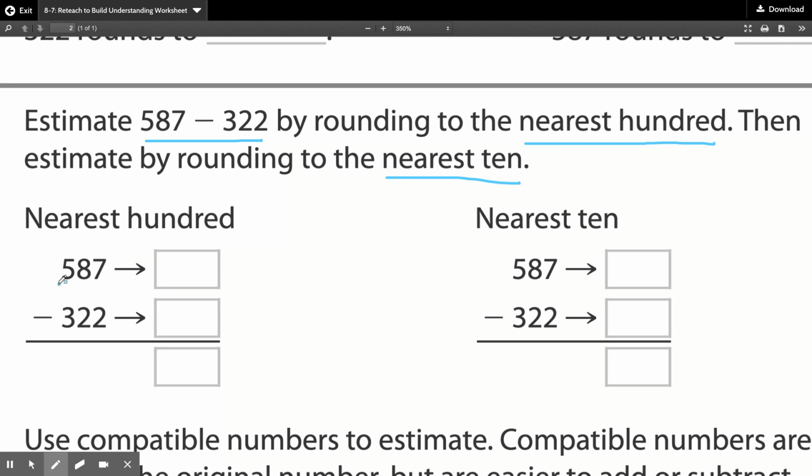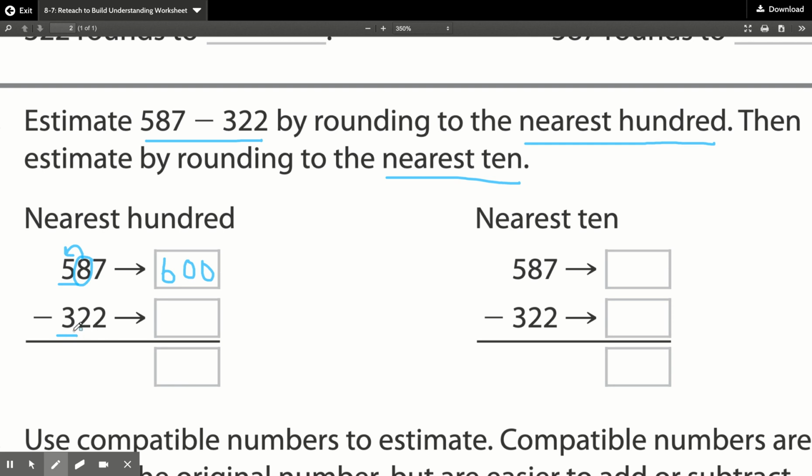is underline my hundred spot. So in 587, it is going to be 5, and 322, it's going to be 3. So on 587, I'm going to look at my next number. What does the 8 tell my 5 to do? Remember that 5 or more, raise the score. 4 or less, let it rest. So the 8 is going to tell our 5 to go up by 1. So it's going to turn into a 6. Our numbers behind are then going to turn into zeros. So 587 rounded to the nearest hundred is 600.